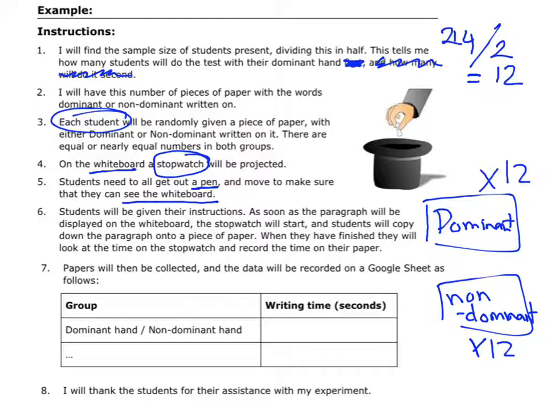Okay. Then I'm going to give them their instructions. So what that means is that when I'm ready and the students are ready, I'm going to put a paragraph up on the whiteboard. I'm going to start the stopwatch, and students will then need to write down that paragraph onto a piece of paper. As soon as they've finished that, they're going to look at the stopwatch on the board, and they're going to look at the time that it is, and they're going to record that time on their paper. So then I'm going to collect all those pieces of paper and record that onto a Google Sheet, and I've given a little example of what that would look like. And lastly, I'm going to say thank you to the kids for doing my experiment. So that's my detailed set of instructions that I would give.